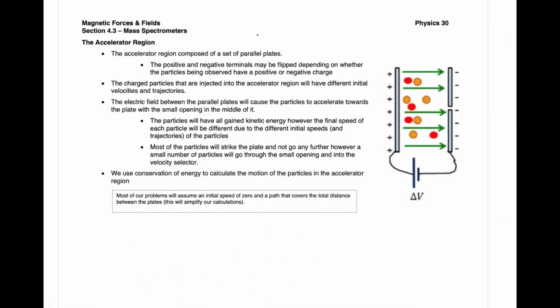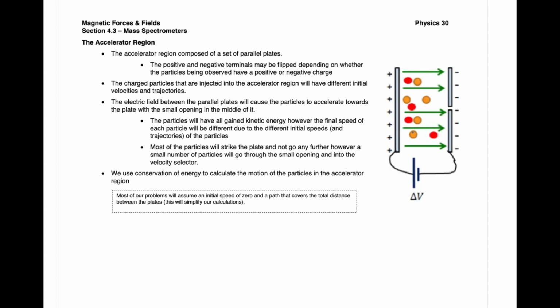So the first region we'll look at is the accelerator region. This accelerator region is just composed of two parallel plates. And so we see the battery down here. We have the negative terminal attached to this plate here, and then the positive terminal, the longer one, attached to this plate here. And what we do is we just eject the particles into this middle region, and they'll be accelerated towards the one plate.